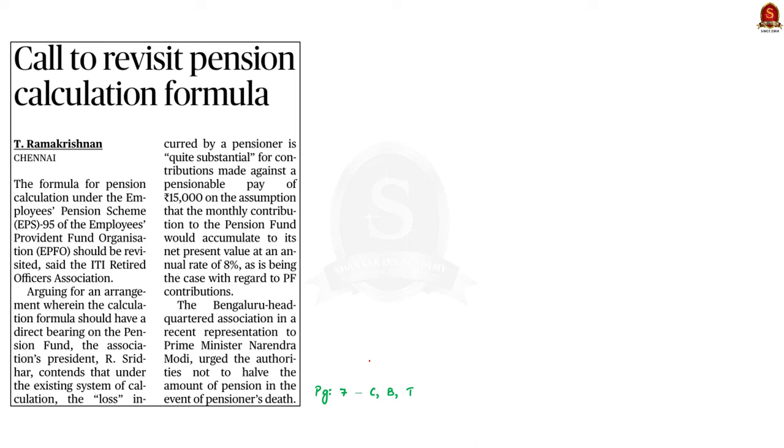Now look at this news article. It talks about a demand from the ITI Retired Officers Association to EPFO. The demand is to revisit the formula for calculation of pension under the Employees Pension Scheme, that is EPS 95. So this is the crux of the news article. In this discussion, let us see about EPFO and some points about the Employees Pension Scheme.